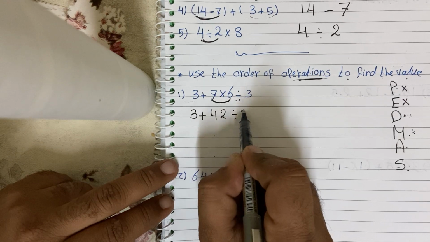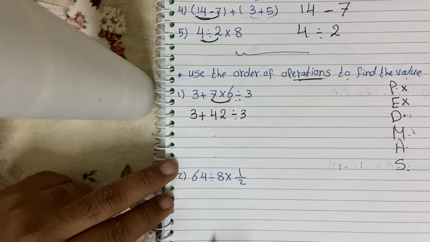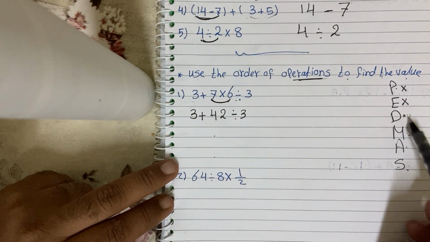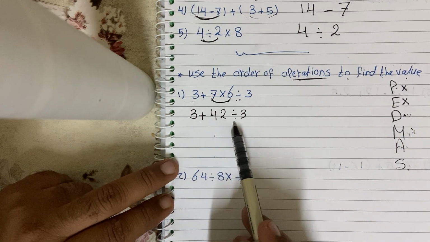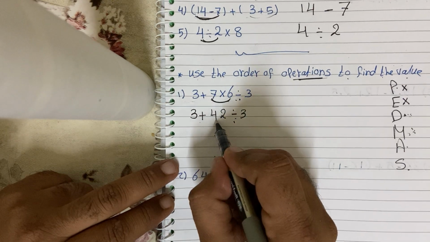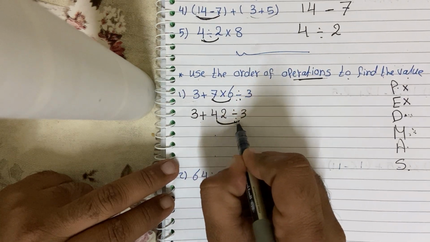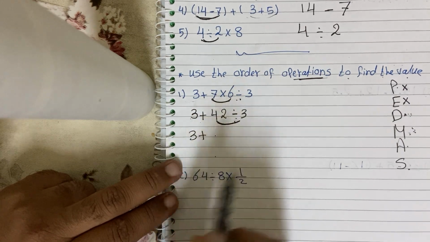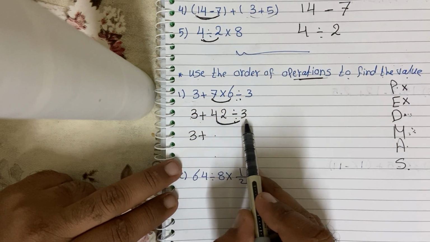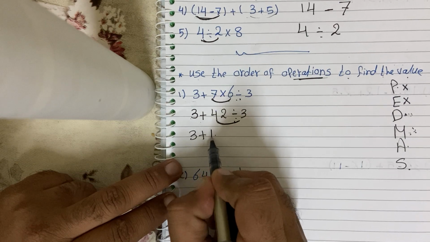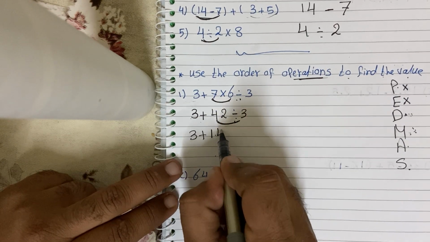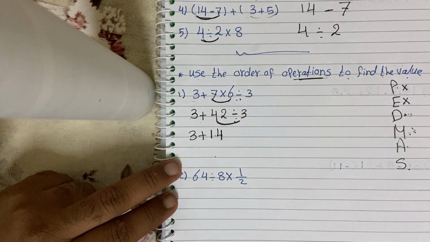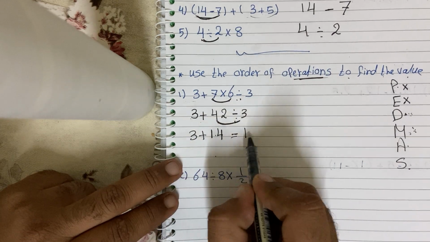Drop the divide 3. Again, divide or multiply. We are here. Plus and divide, which is stronger? Divide. So you have to make divide before the addition. Keep the 3 plus 42 divided by 3. The answer is 14. Now 3 plus 14 is 17.